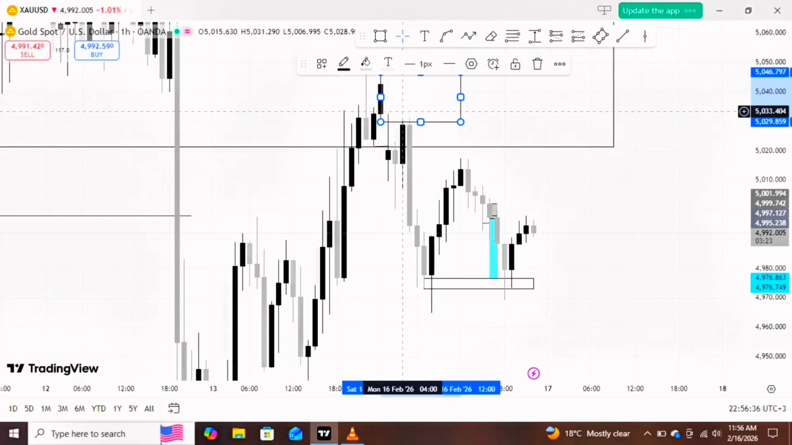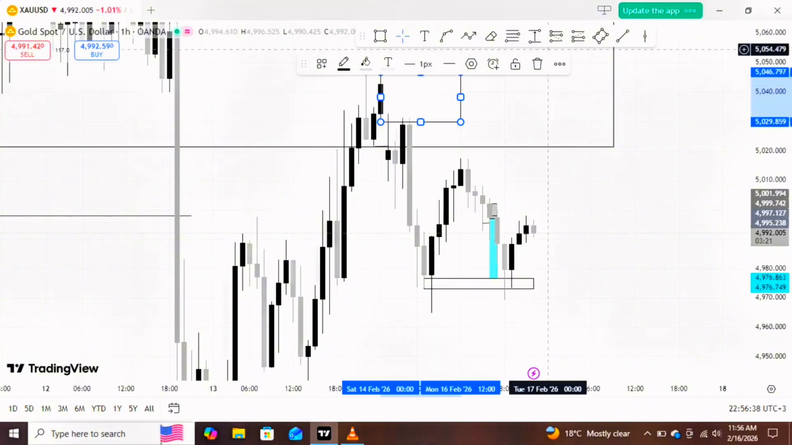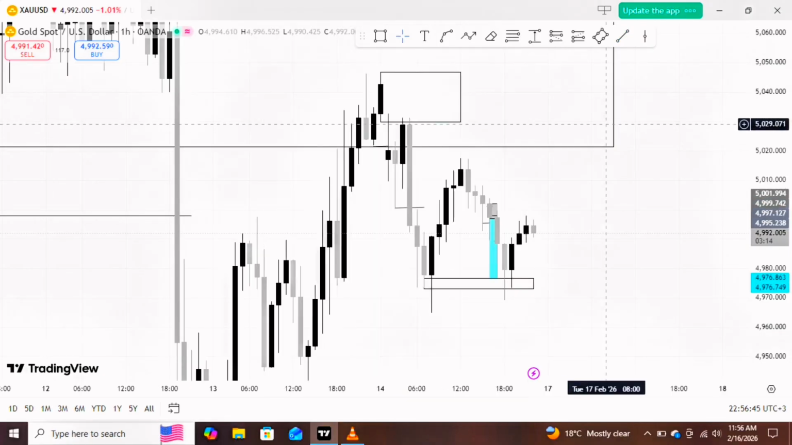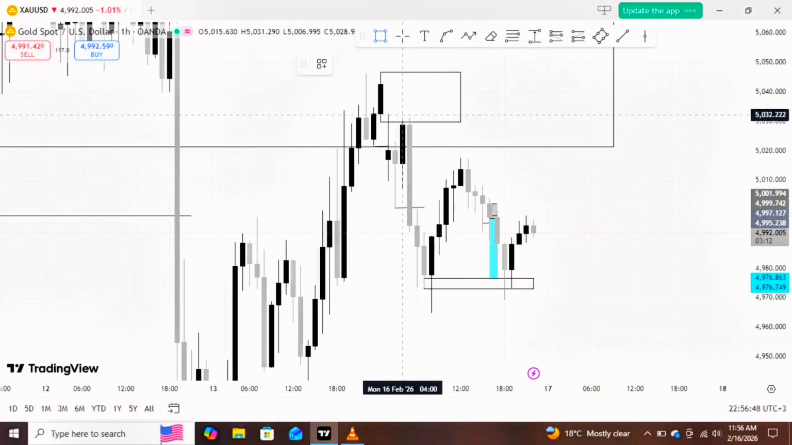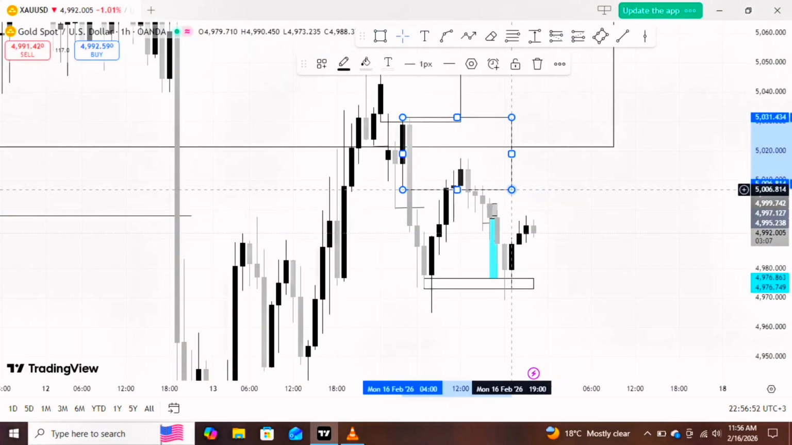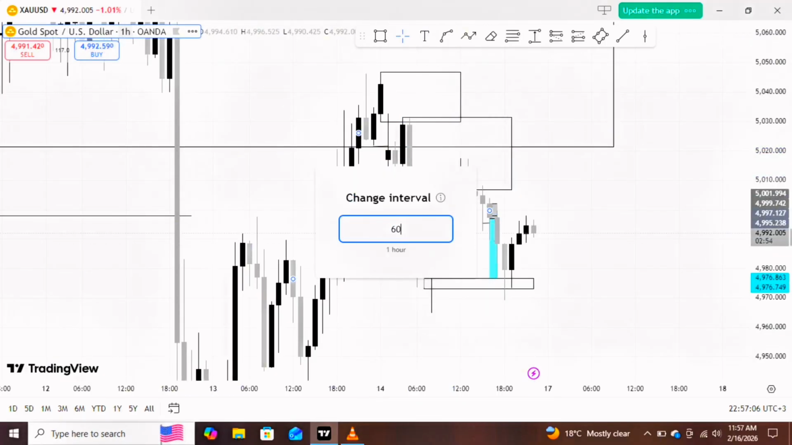So once the market taps this order block, I look for another break of structure for more confirmations, and then I expect the market to return back to this order block in the 1 hour, to the second leg or the second structure that the market gives us. So after the market returns back to this order block in 1 hour, I go down to 15 minutes for more confirmations.